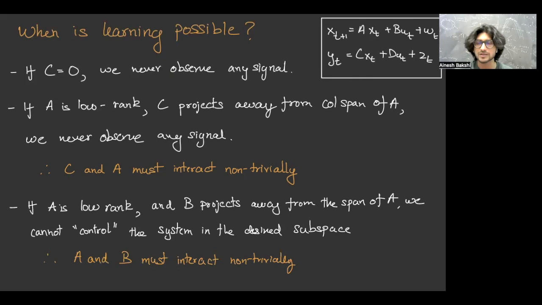We can consider a similar example where B projects away from the span of A, and we cannot control the system at all by tweaking the u sub t's. Therefore, the u sub t's are playing no role in this setting, and it's easy to see that the matrices A and B must also interact non-trivially.